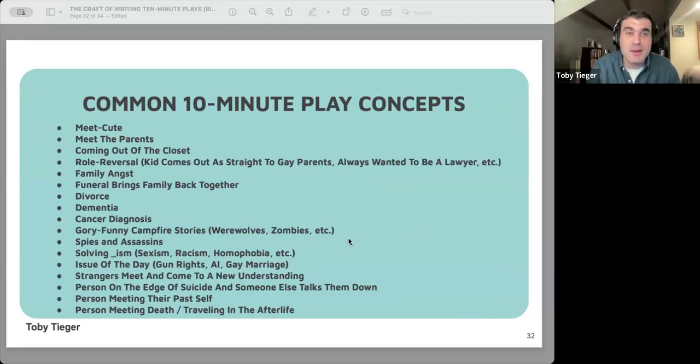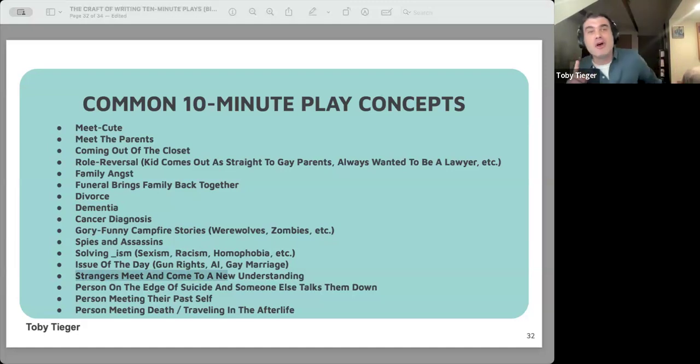Okay, so I was talking with a couple of friends who run different playwriting festivals, and they were talking about the fact that there are a lot of play concepts that they see again and again. This is not a bad thing. The fact that the play you're thinking of writing fits into one of these is not a bad thing. It's just something to note. So the meet cute, the meeting the parents, the dementia, the cancer diagnosis, spies and assassins, strangers meet and come to a new understanding, whatever the things are.